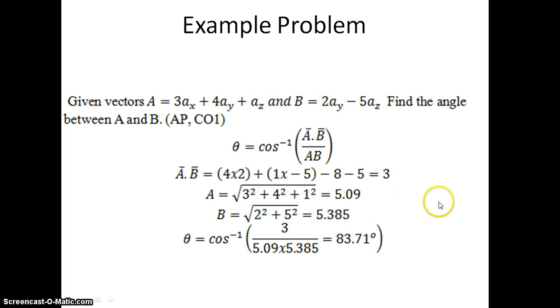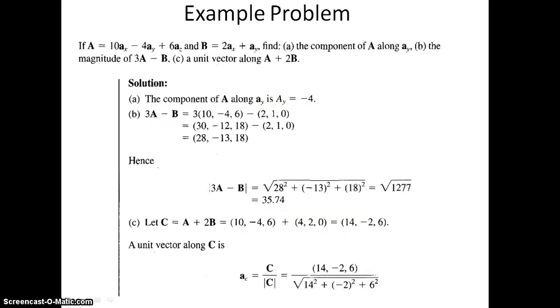So, A dot B equals 3, and magnitude of A is the root of 3 square plus 4 square plus 1 square, which is 5.09. Magnitude of B is the root of 2 square plus 5 square, which is 4 plus 25, root 29, 5.385. Therefore theta equals cos inverse of A dot B by AB. Substituting, 3 by 5.09 into 5.385, which gives 83.71 degrees. This is how we find the angle between two vectors, cos inverse of A dot B by AB. Let us see another example.